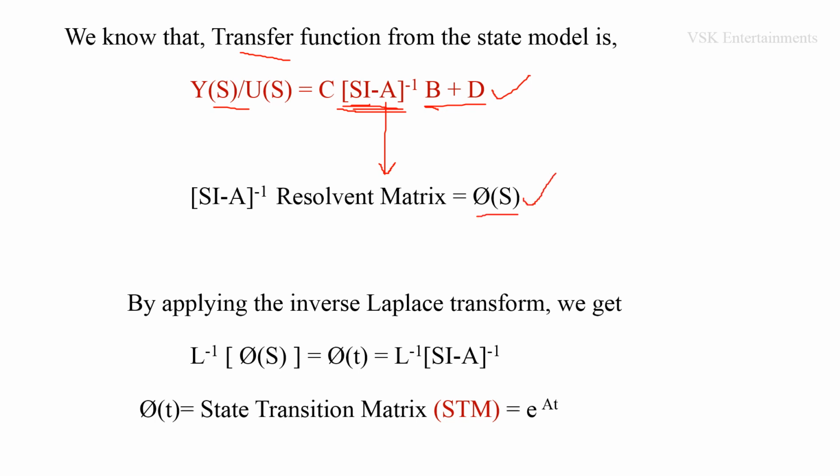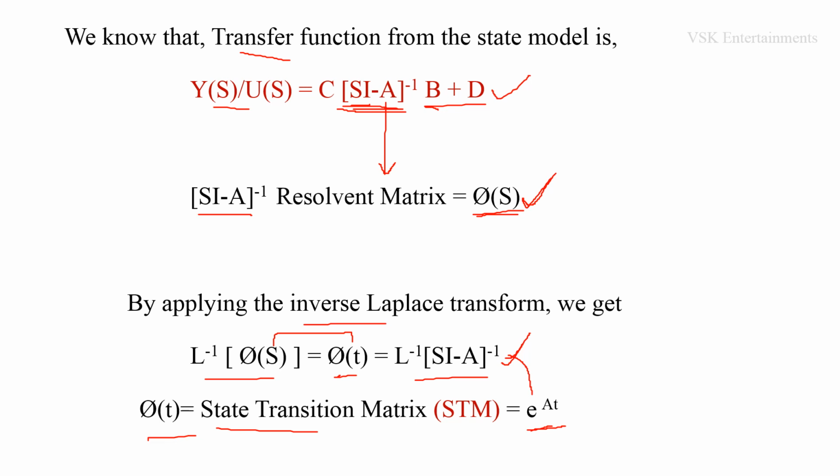Just by applying the inverse Laplace transform of this resolvent matrix, we will get one more matrix in the time domain, that is phi of t. That matrix is known as the state transition matrix. That is, first consider phi of s is equal to the matrix (sI minus A) whole inverse. Just apply the inverse Laplace transform of it, which converts the s domain to the t domain. That is nothing but phi of t is equal to the inverse Laplace transform of (sI minus A) whole inverse. This matrix is called the state transition matrix. It is also represented by e power At. So phi of t is equal to e power At is the formula for the state transition matrix.